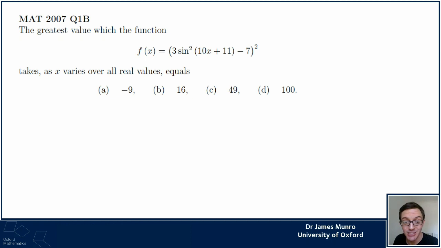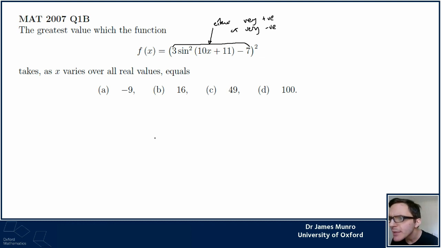So we're not going to get caught out this time. We've seen that we've got this thing being squared, so we want the thing inside the brackets to be either very positive or very negative. That's not going to catch us out this time. We want all of this inside the brackets to be very positive or very negative. Either of those would give us a big square.